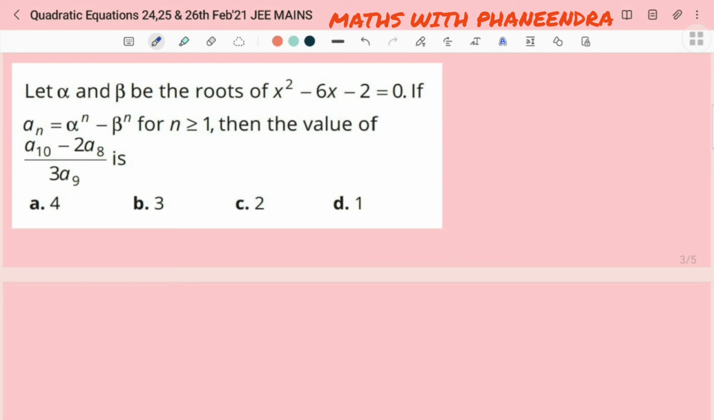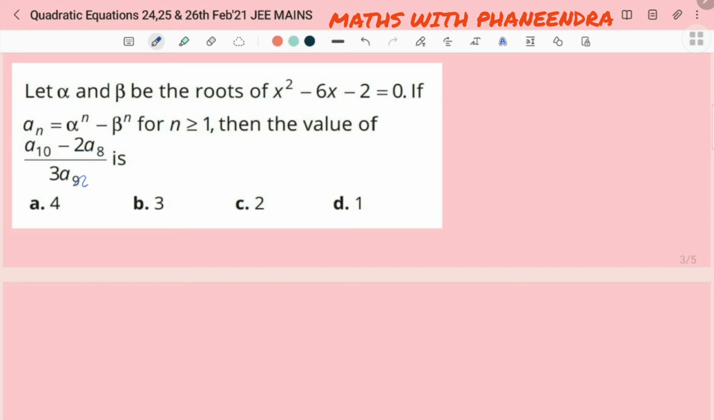The next question, dear students. Let alpha and beta be the roots of x² − 6x − 2 = 0. If aₙ = αⁿ − βⁿ for n greater than or equal to 1, then the value of (a₁₀ − 2a₈)/(3a₉) is. This is the question. So here aₙ is equal to αⁿ − βⁿ.